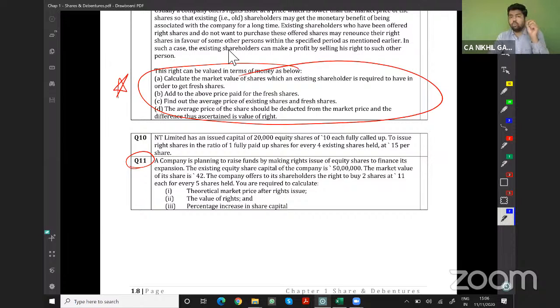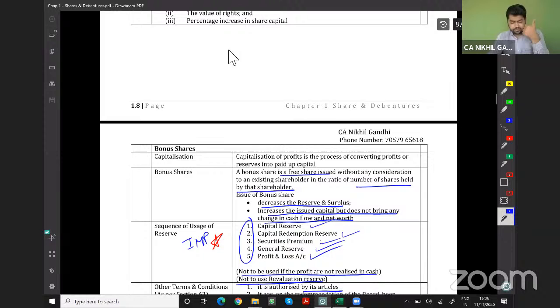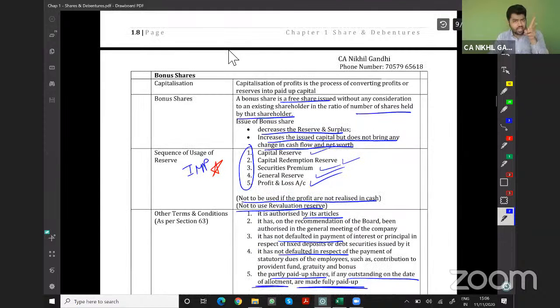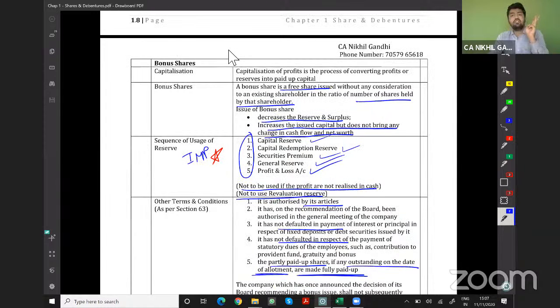And now we are jumping to bonus shares. In case of bonus shares, the sequence of using of reserve is most important. First one is capital reserve, second one is CRR, which is capital redemption reserve, third one is securities premium, fourth one is general reserve, fifth one is profit and loss account. See, the module follows this sequence, so this sequence should be followed.